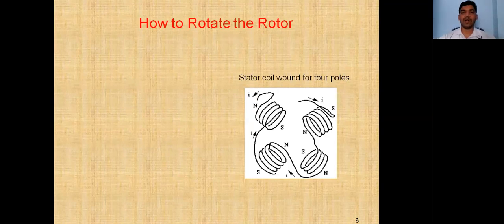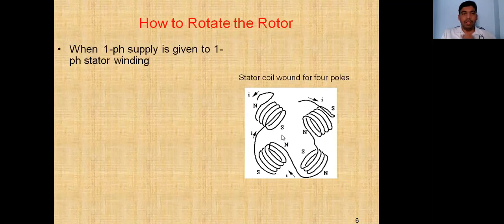The stator coil is wound for four poles, as shown here. This is one coil, this is another coil, and this is another coil. North to south, south to north, north to south, south to north. The poles alternate between north and south. So how to rotate the rotor?